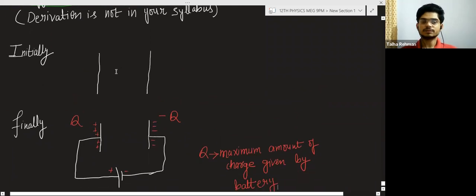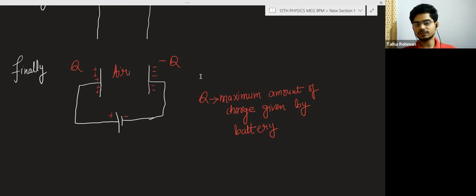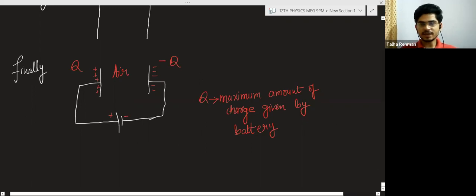Initially there is no charge on the plates, but when we connect this capacitor, with air in between the plates, the battery gives charge to the capacitor. This is the positive terminal of the battery, and it gives positive charge to this positive plate and negative charge to the other. While the battery is giving this charge, some work is done, and this work done is stored in the capacitor in the form of energy, you can say potential energy.